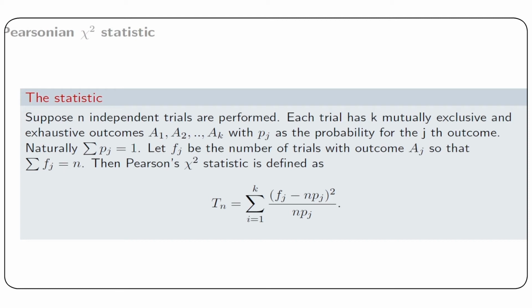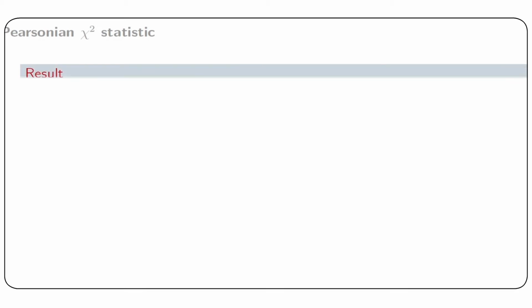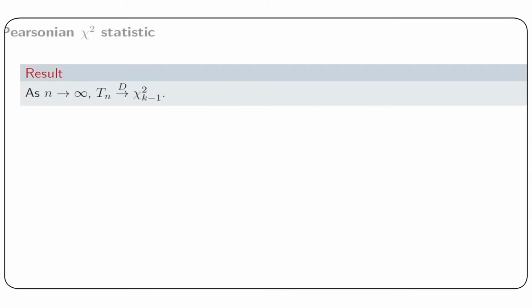Then Pearson's chi-square statistic is defined as T_n equal to summation i from 1 to k of (f_j minus n p_j) whole squared, whole thing divided by n p_j. Now we just pass on to our next result, which states that as n tends to infinity, T_n converges in distribution to a chi-square variable with k minus 1 degrees of freedom.